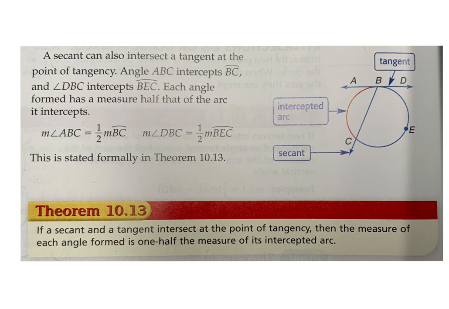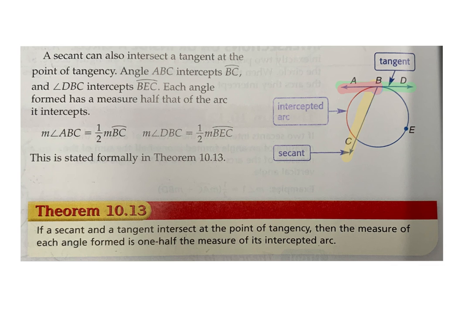So in that case, we had 2 secant lines intersecting each other. A secant can also intersect a tangent at the point of tangency. So we have this tangent line here, and then we have a secant line that is intersecting it right here at the point of tangency, which is point B. Angle ABC intercepts arc BC, and angle DBC intercepts arc BEC. Each angle formed has a measure half of the arc that it intersects. So we have 2 different angles here that have been formed.